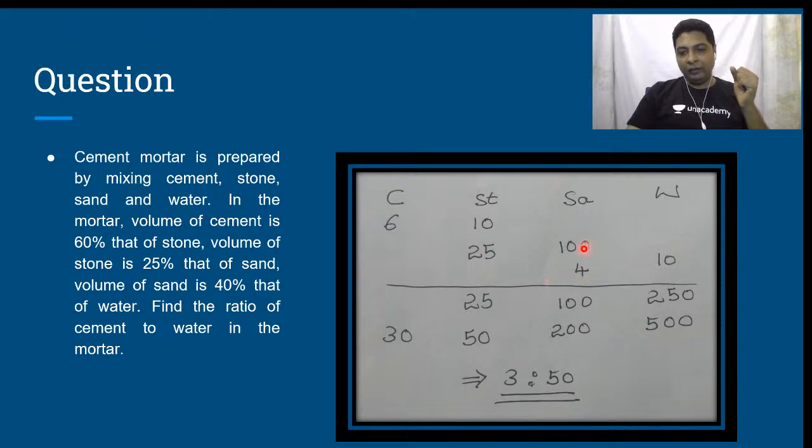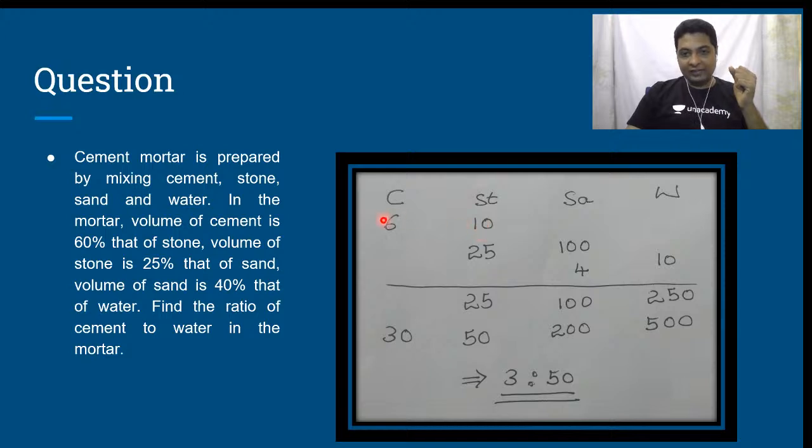So what I am doing over here, I am considering let the sand be 100. That means 4, 25 times, is 100. So 10, 25 times, is 250. Then we'll have it as 25, 100 and 250. Then the amount of stone I am making it from 25. If it becomes 50, then 100 becomes 200. Then 250 becomes 500. Look at it.